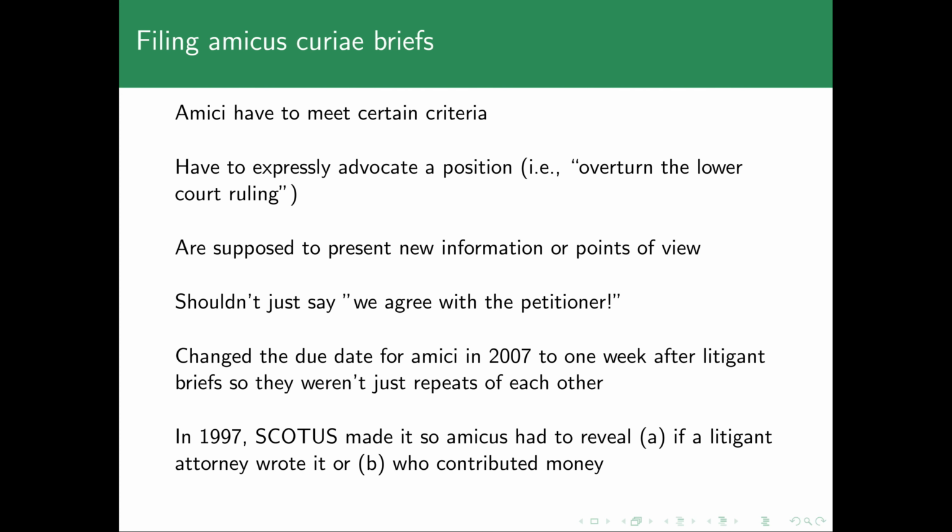Another thing, not so recently, that the Supreme Court changed is 20 years ago, they made it so every single amicus brief that is filed has to reveal if the litigant attorney wrote it or wrote even part of it, as well as who contributed money to it, especially if the litigant's law firm paid some money for it. The reason for this is because they don't want amicus briefs to be a workaround for page limits in the legal brief. So the legal arguments can only be so long. They don't want attorneys who go over that limit to just supplement the argument with amicus briefs.